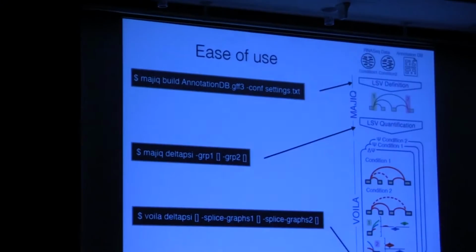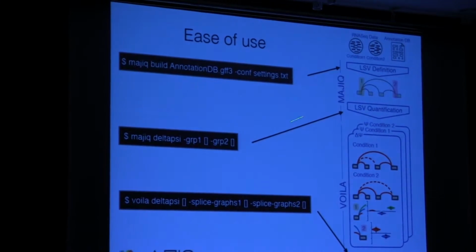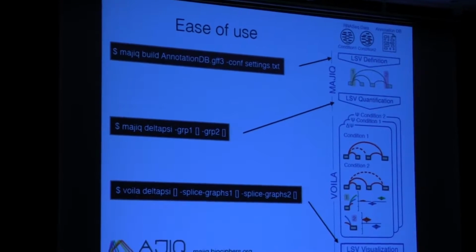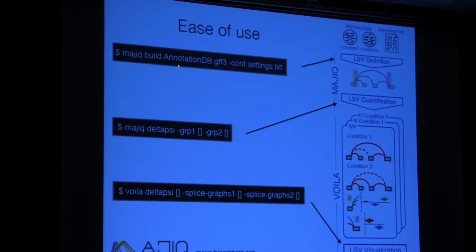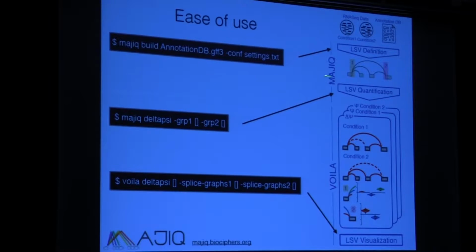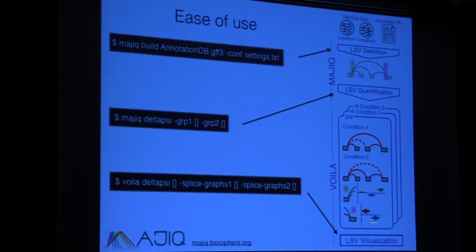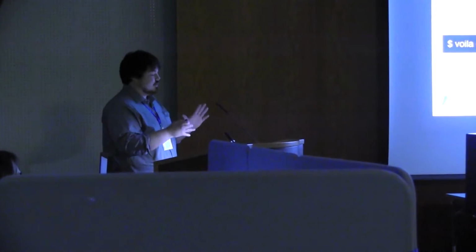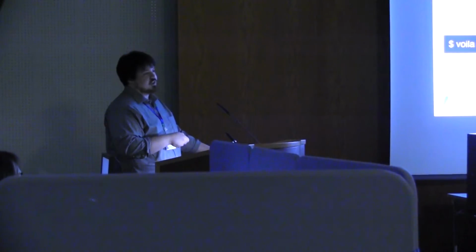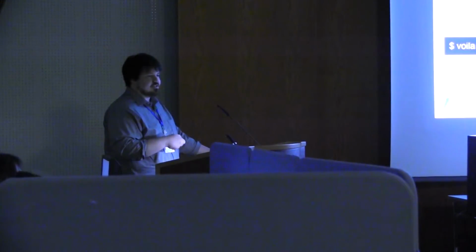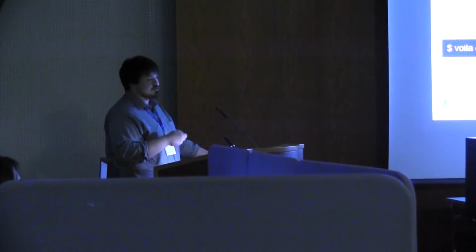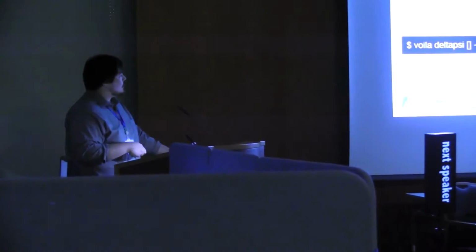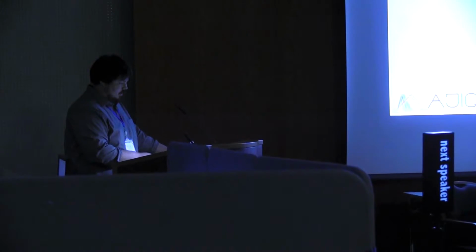So MAJIQ, I told you all these great things, but how does it work? There are 3 easy steps that on the command line don't look too intimidating. So if you're not computationally savvy, I think you could still get this to work. You define the LSVs, you quantify the LSVs, and you visualize the LSVs. We do this in 3 steps also because you can parse out the different steps of the pipeline. The first step is the most computationally heavy, so you probably want to run that on your desktop computer or your HPC, but I'll show you, we've made recent developments where even this step can be run on your laptop computer. So that's the basic pipeline.